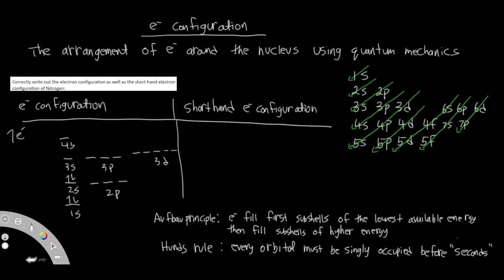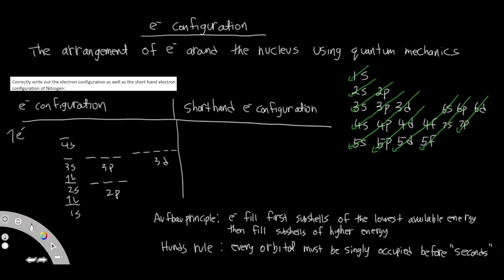It's kind of like at a party: one person, one seconds, but every single person must have at least one plate before people can rush up to get seconds. So every orbital must be singly occupied first before it can be fully filled. Fully filled here also means seconds.